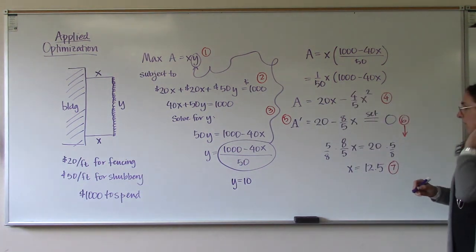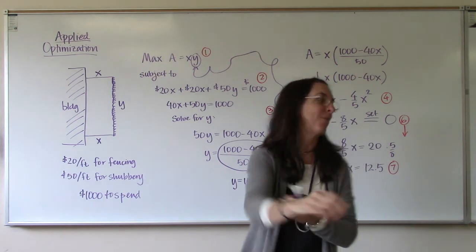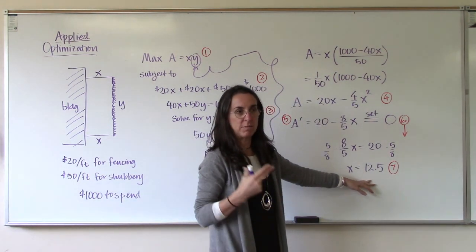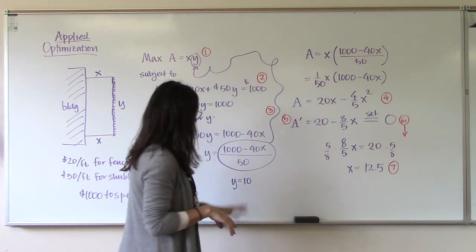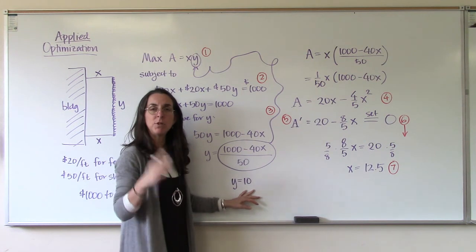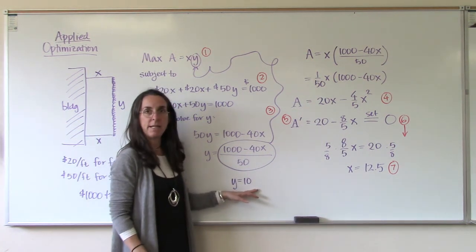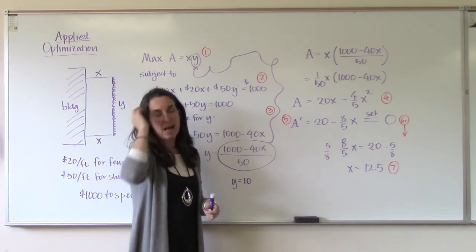So the answer to the question is, and I'm not going to write it, I'm just going to say it. The side of the pen that is going to be replaced with fencing should be 12.5 feet wide, and the side of the pen that's going to be replaced with beautiful flowering shrubbery should be 10 feet long this way. Okay? How about one more?